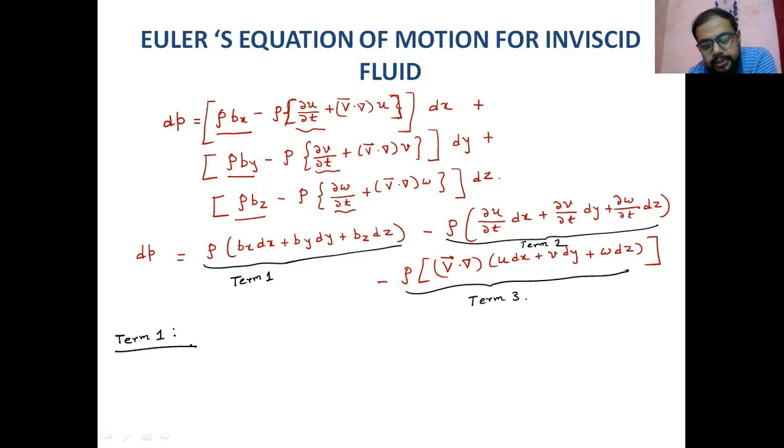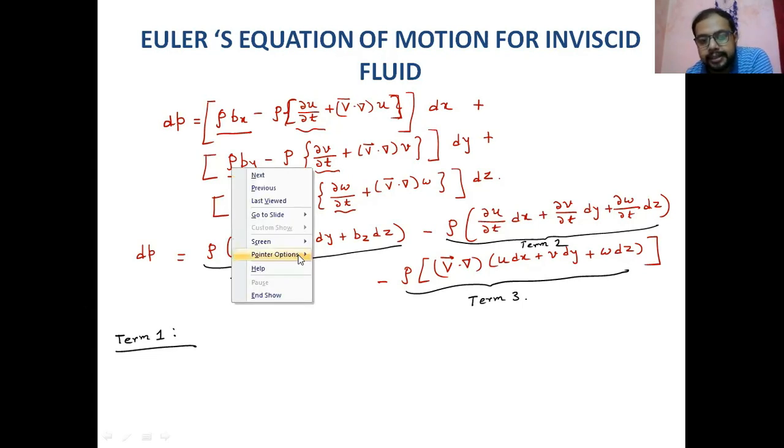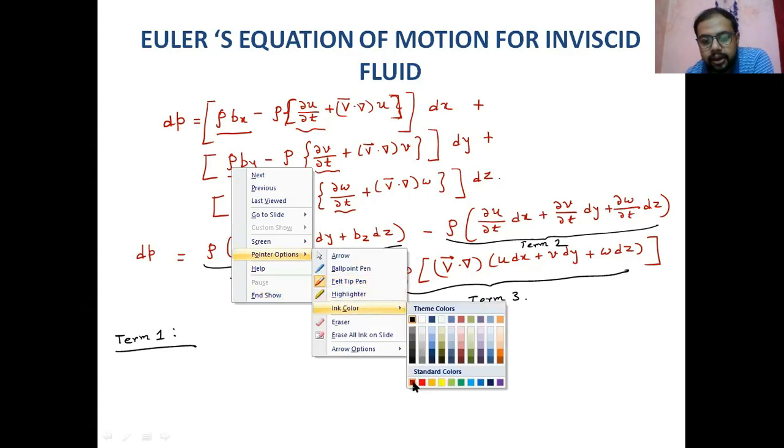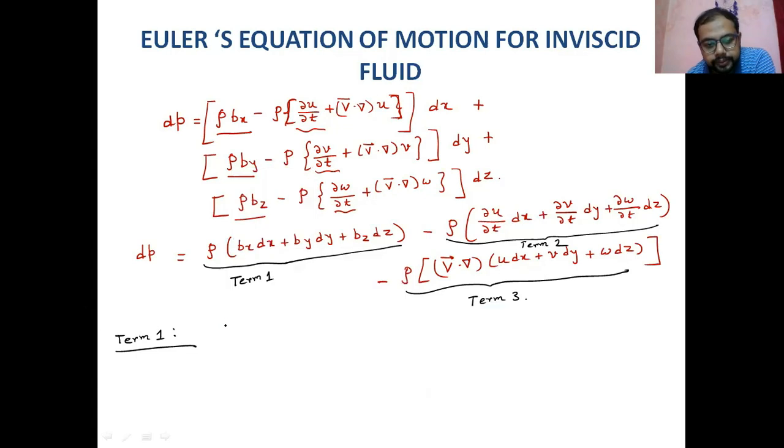Whenever we are going to discuss term 1, we take one assumption. The second assumption is that gravity is the only body force. Second assumption, we are taking it here that gravity is the only body force.